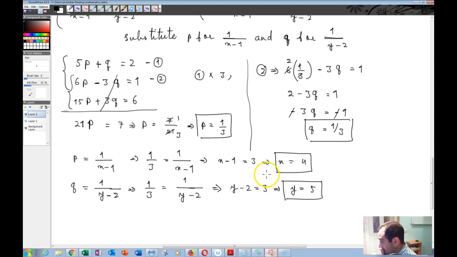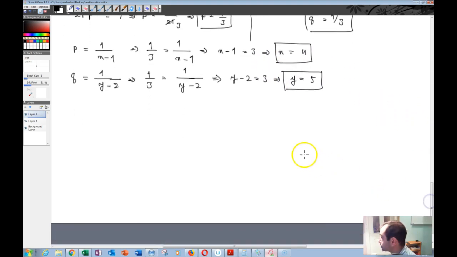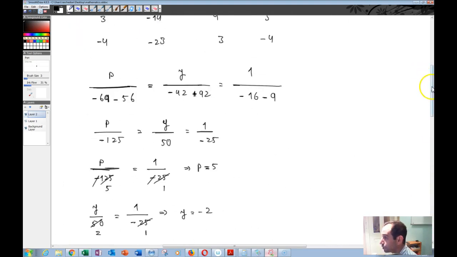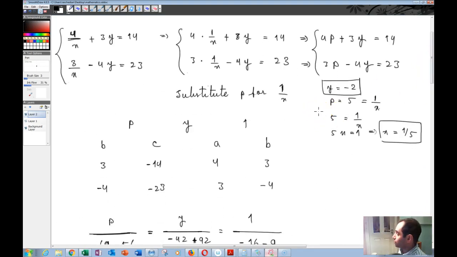Okay? Now, you can take any of your equations in order to verify your answers. So you have, for example, 5 over x minus 1 plus 1 over y minus 2 was equal to 2. So now 5 over x minus 1 would be 3 plus 1 over y minus 2 would be 1 over 3, which is equal to 6/3, which is equal to 2, which is basically this value over here. And if you verify the other equation as well, you will get the right answer, hopefully. You will, of course. So, now let's do another one of these.